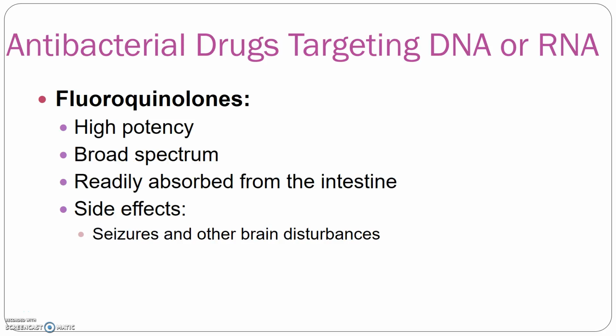Okay, guys, so we'll continue on with antibacterial drugs that target DNA or RNA. The main class of compounds are the fluoroquinolones. These have really high potency, have a broad spectrum, and if you ingest them, they're readily absorbed from the intestine, so they can get to your bloodstream. Unfortunately, there are some side effects. There are seizures and brain disturbances that can occur with these guys.